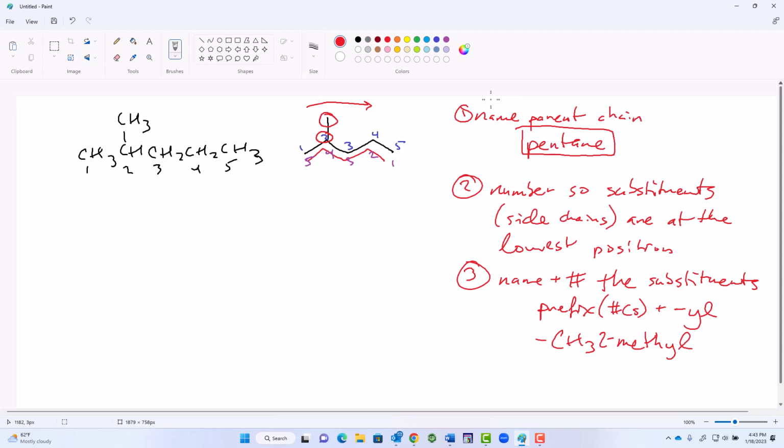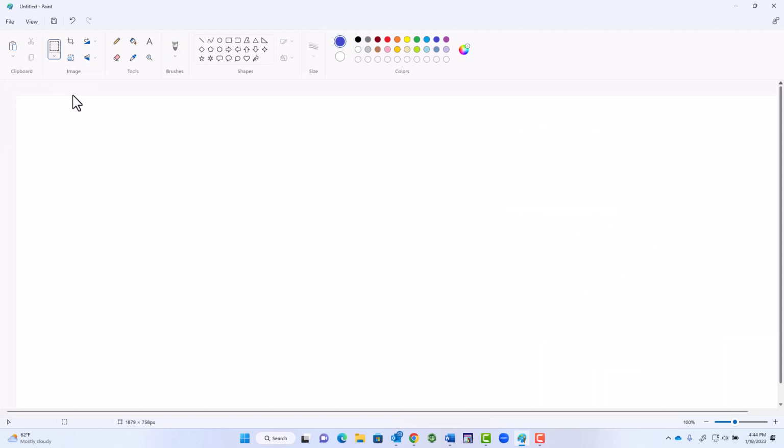Finally, we're going to put this all together. We're always going to put the substituents first and then the parent chain. So what we would have left together is going to be 2-methylpentane. And that would all be one word. So this works for one substituent, but what would we do if we have more than one substituent? If we have more than one substituent, the naming gets a little bit more complicated.